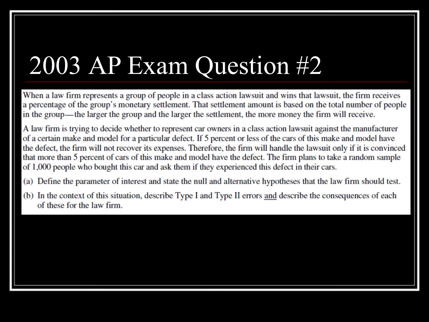Here is an AP exam question that deals specifically with types of error. This is from 2003. It was number 2. When a law firm represents a group of people in a class action lawsuit and wins that lawsuit, the firm receives a percentage of the group's monetary settlement. That settlement amount is based on the total number of people in the group. The larger the group and the larger the settlement, the more money the firm will receive. A law firm is trying to decide whether to represent car owners in a class action lawsuit against the manufacturer of a certain make and model for a particular defect.